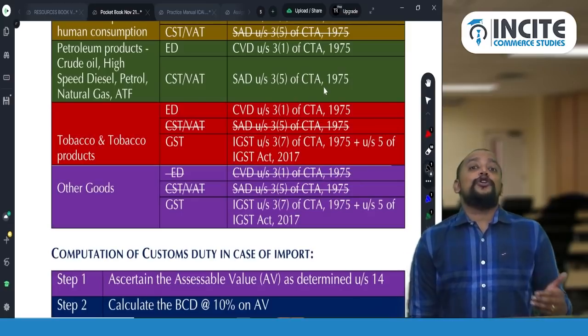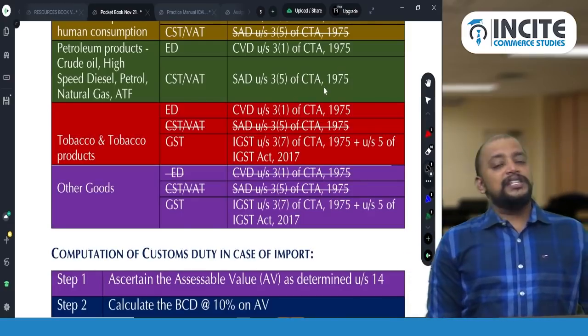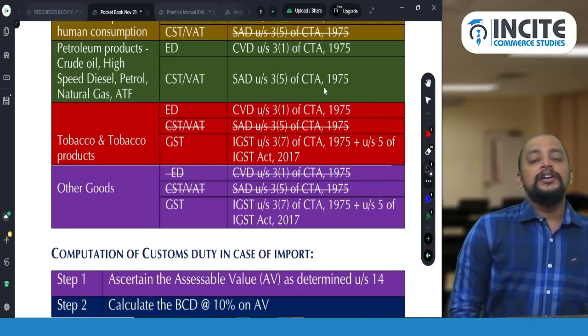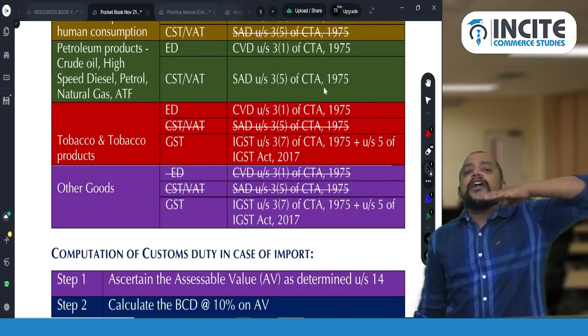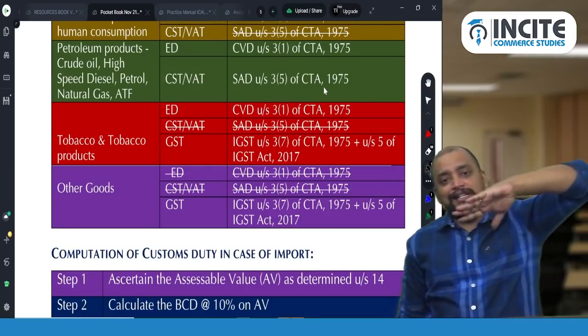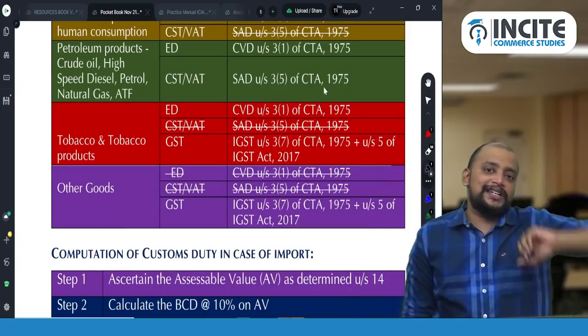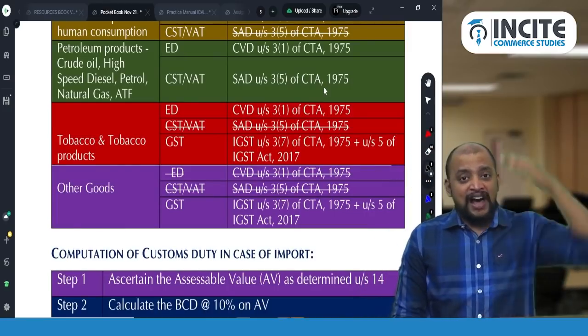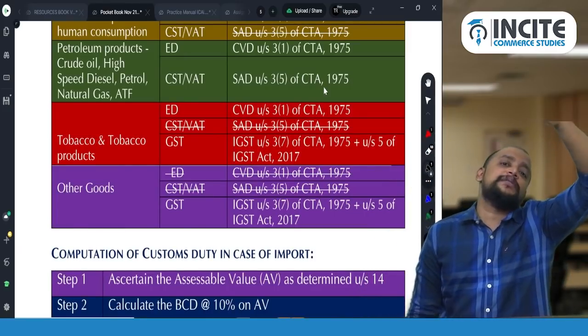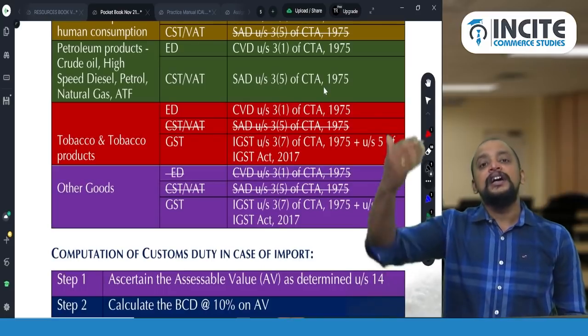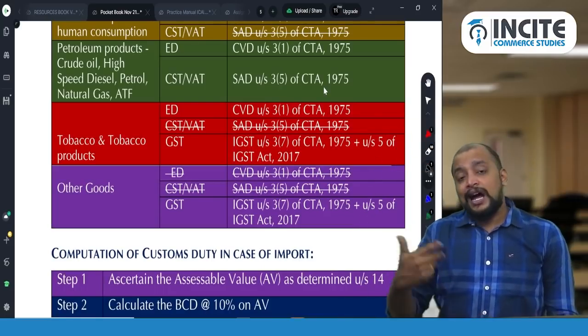If you see tobacco and tobacco products, there is both CVD as well as GST, IGST. So what we need to do? CVD will come after social welfare surcharge. After social welfare surcharge, CVD will come, which will be value plus basic customs duty plus social welfare surcharge. On that CVD will be computed at the given rate.